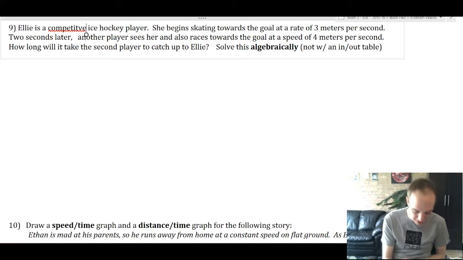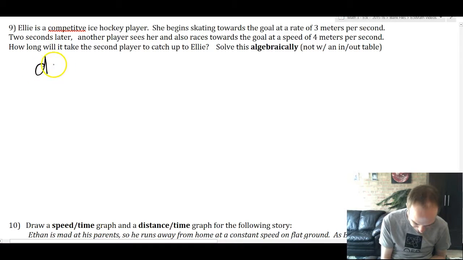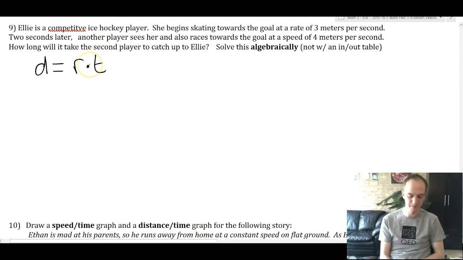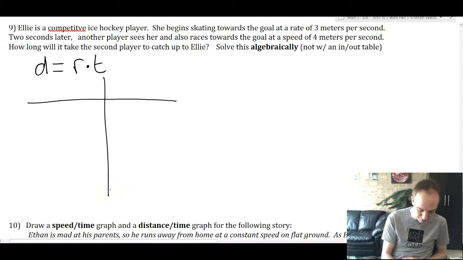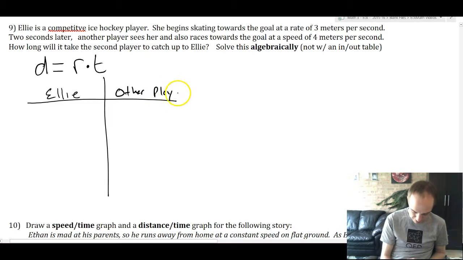And now we come to number 9. Number 9 is an example of our dirt problem. D equals RT. Distance equals rate times time. So we say solve this algebraically, not with an in-out table, and that's true, but we are going to make a table for this problem because there's 2 characters and a lot of information. So we have Ellie, and we have this other player who is apparently nameless. Ellie is going 3 meters per second. The other player is going 4 meters per second.